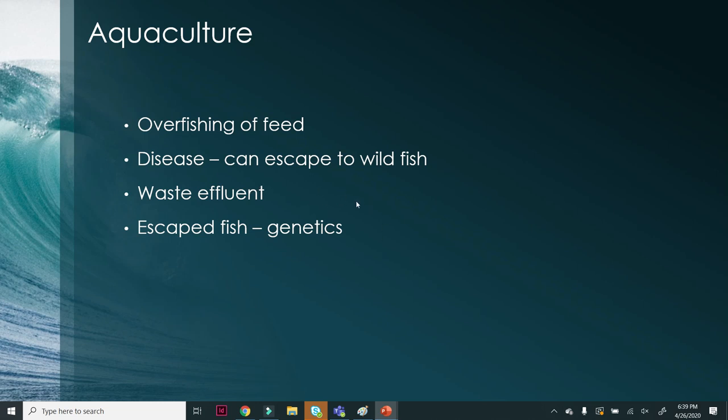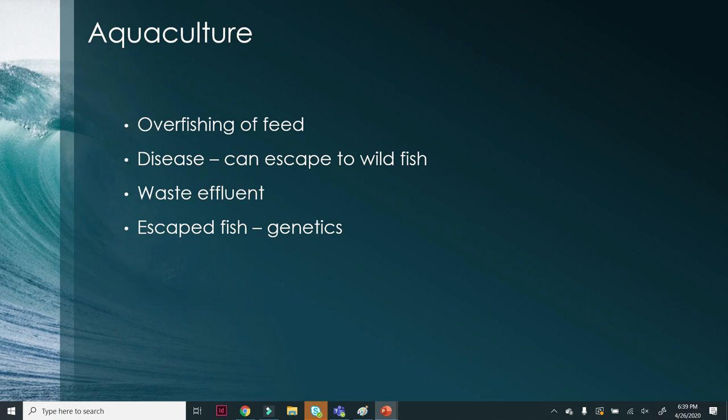And then also we have escaped fish. Wild salmon have a lot of genetic diversity. Each little creek that they swim up is different genetically because wild salmon will swim back up the creek in which they were born. So you have a lot of diversity genetically, but you don't have that in aquaculture fish. They're all very, very similar genetically. So if they escape, they can mate with the wild fish, and that can interfere with the genetic diversity of wild fish. So there are a lot of problems with aquaculture.